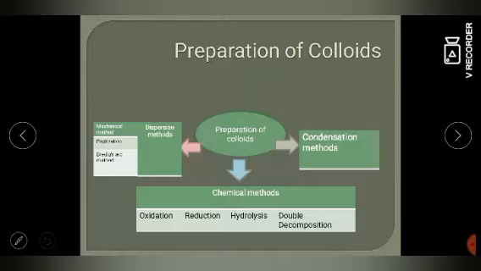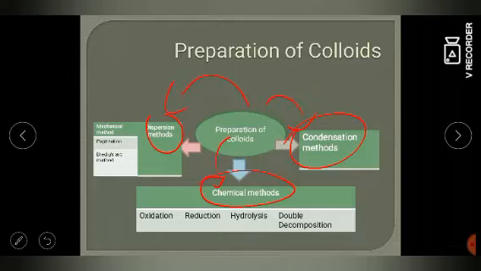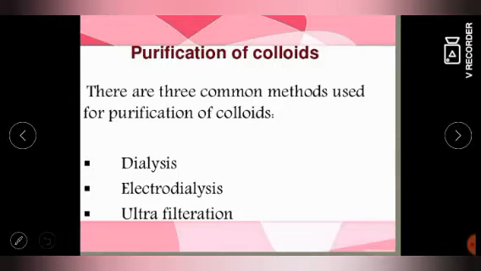Next is the preparation of colloids. In the preparation of colloids, basically we are preparing colloids in three basic ways. First is dispersion method, second is condensation method, and third is chemical method. In the dispersion method we are talking about the mechanical method, peptization, and Bredig's arc method. And in the condensation method we have done how to condense the vapour into liquid. And in chemical methods we are talking about oxidation, reduction, hydrolysis, and double decomposition. After this, purification of colloids, this we have done.